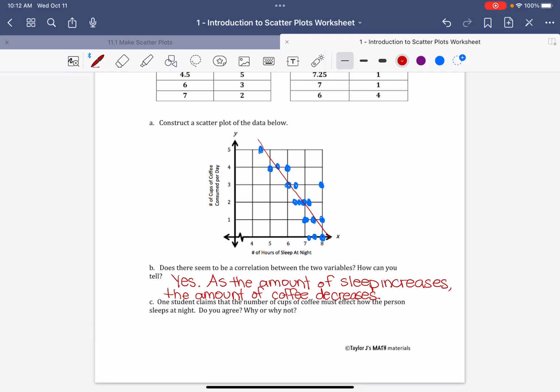Okay, part C says, one student claims that the number of cups of coffee must affect how the person sleeps at night. Do you agree or disagree? Why or why not? And I disagree because there are many reasons why someone can't sleep at night.